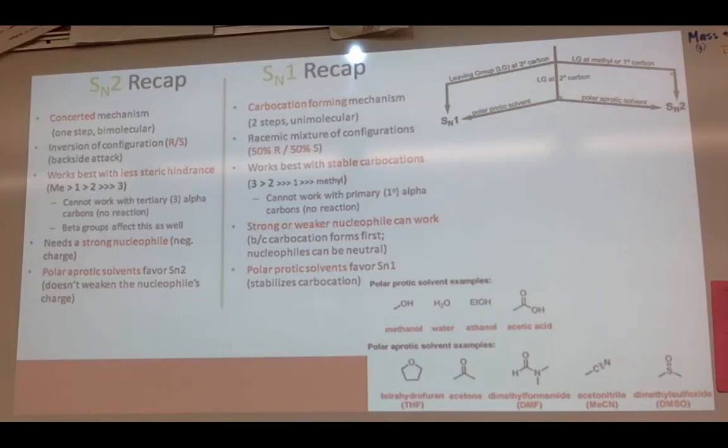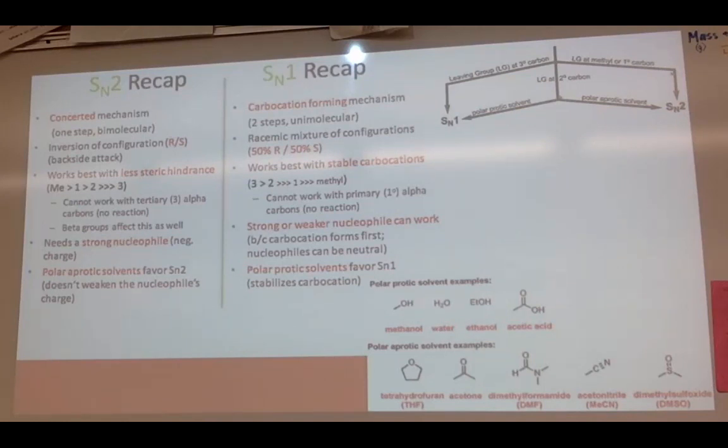So methyl and primary carbons are actually the best. It cannot work with tertiary carbons. So if your alpha carbon is tertiary, there's going to be no reaction. So you look at what you have when that leaving group leaves. Is it primary, is it secondary, is it tertiary? It will not happen with tertiary carbons because it's too hindered. There are too many groups around it, and so that nucleophile can't get in to attack.